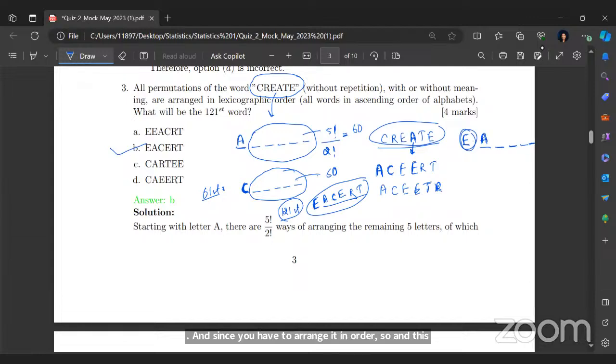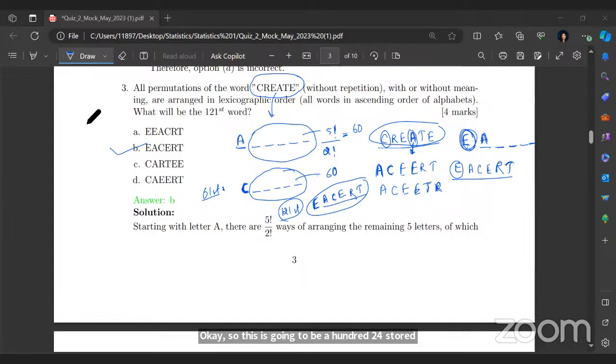If A was not there, if C was not there, then of course E should have come here. But here you see there is this A, there is this C. So the first word that starts from E should be E, A, C, E, R, T. Ma'am, there you added another E. Okay, so this is going to be the 121st word.